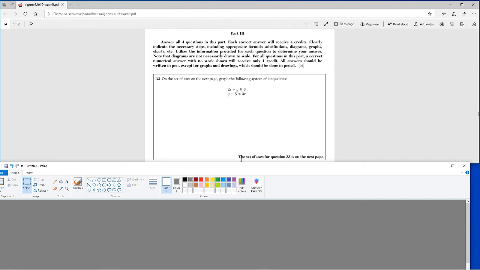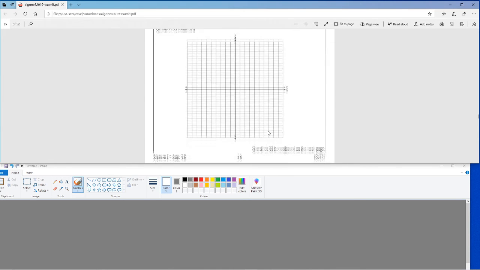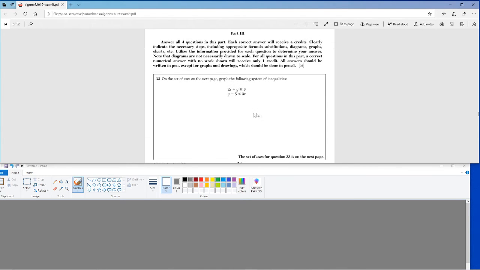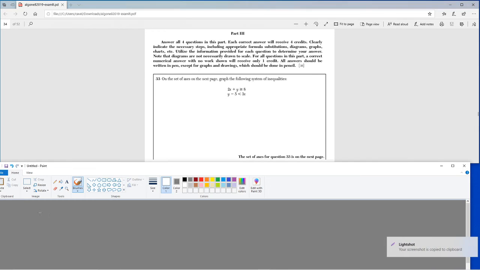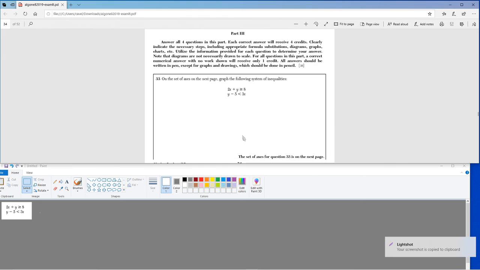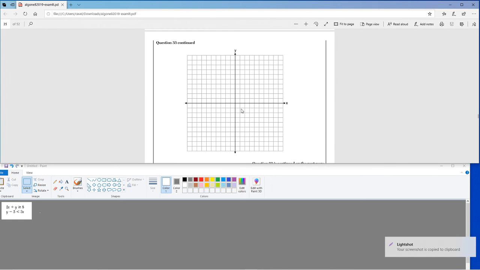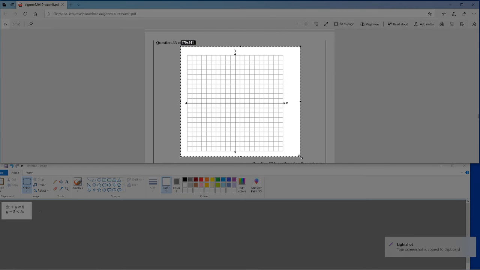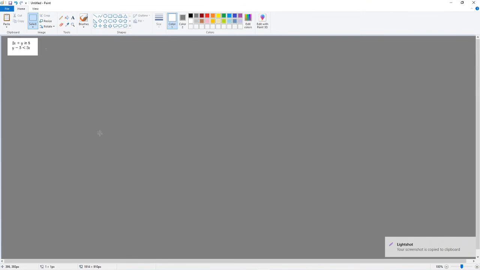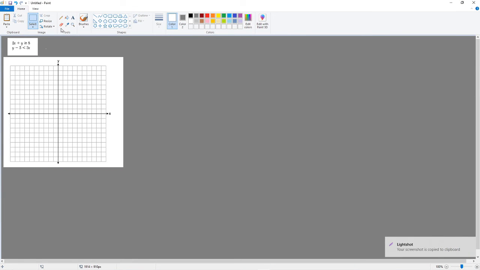All right, it says on the set of axes on the next page, graph the following system of inequalities. Okay, so let's do that. So we have 2x plus y. Let's have another set of graph. So here you go. Let's do exactly that.